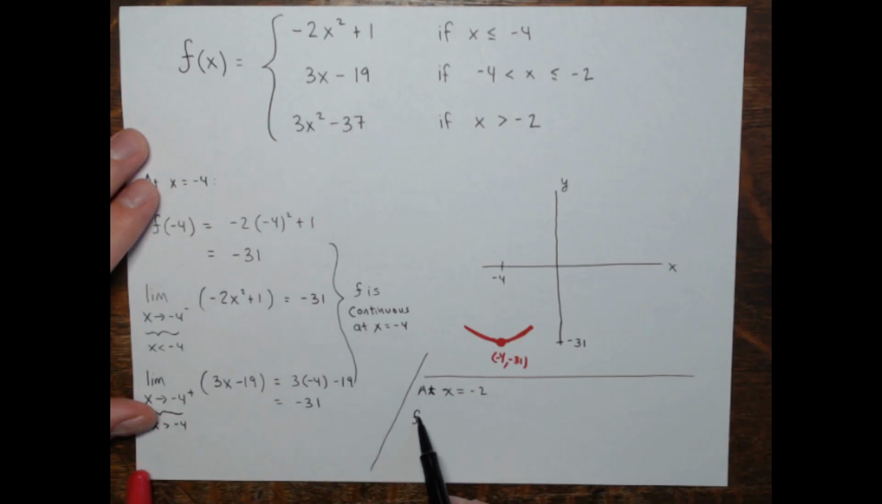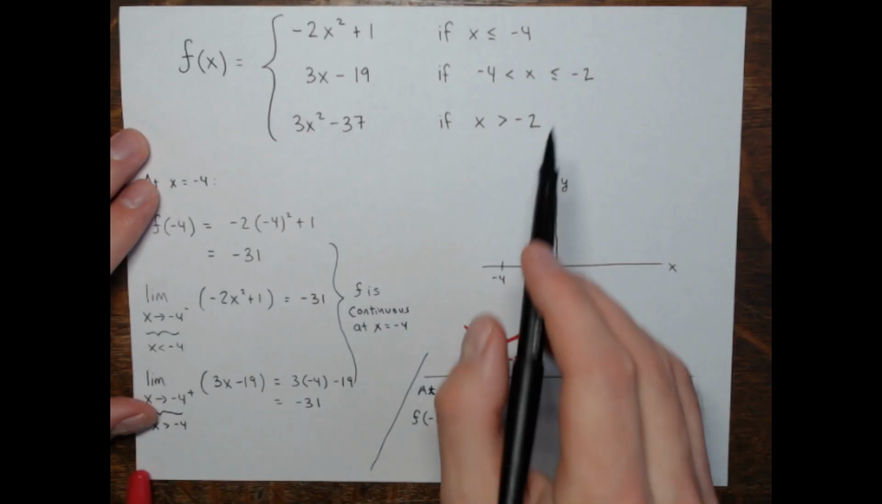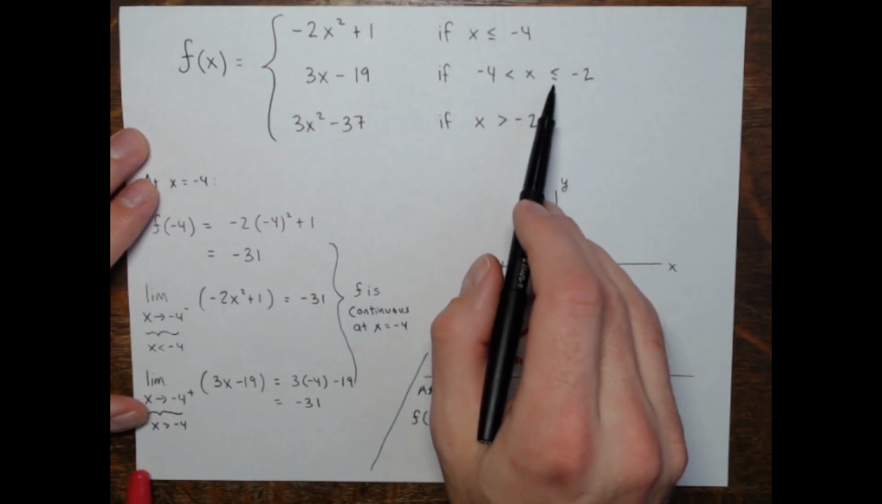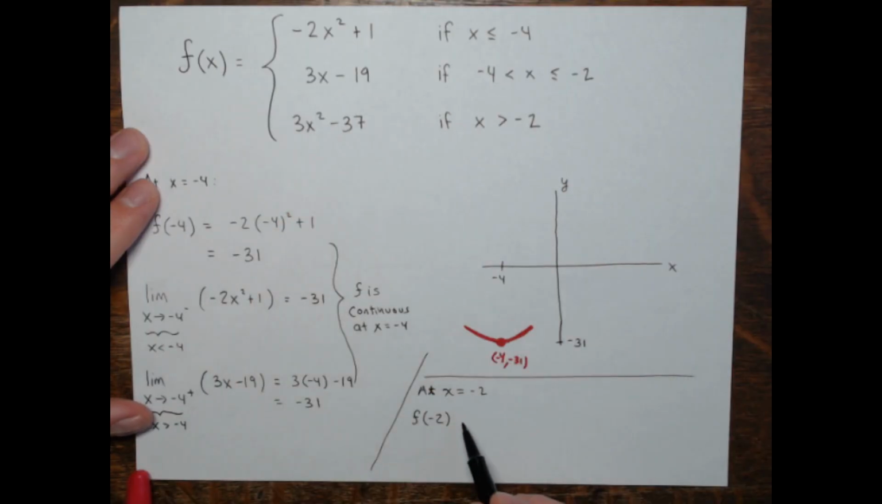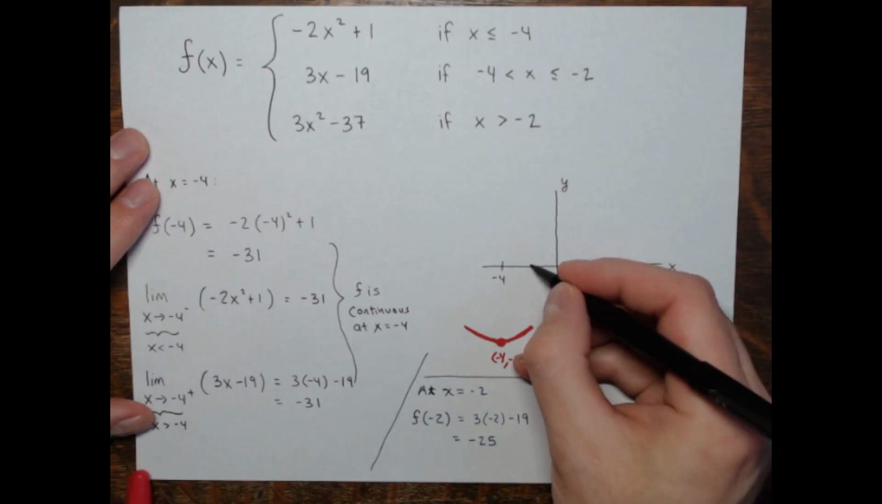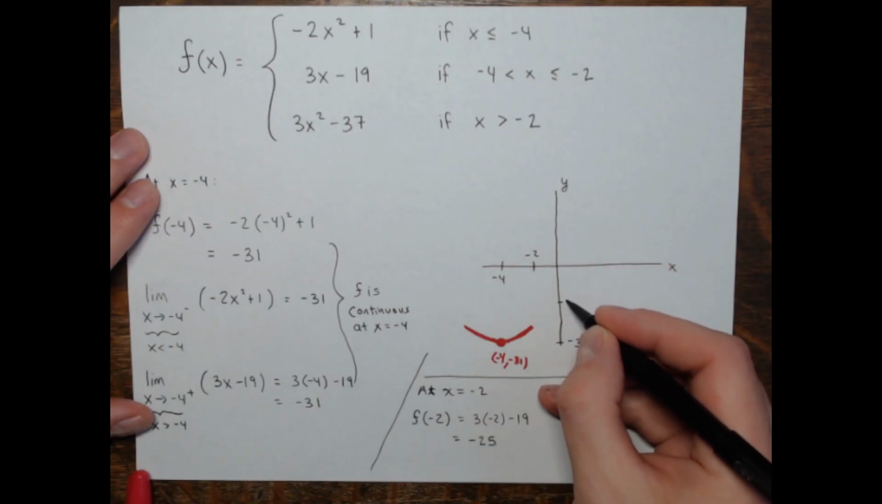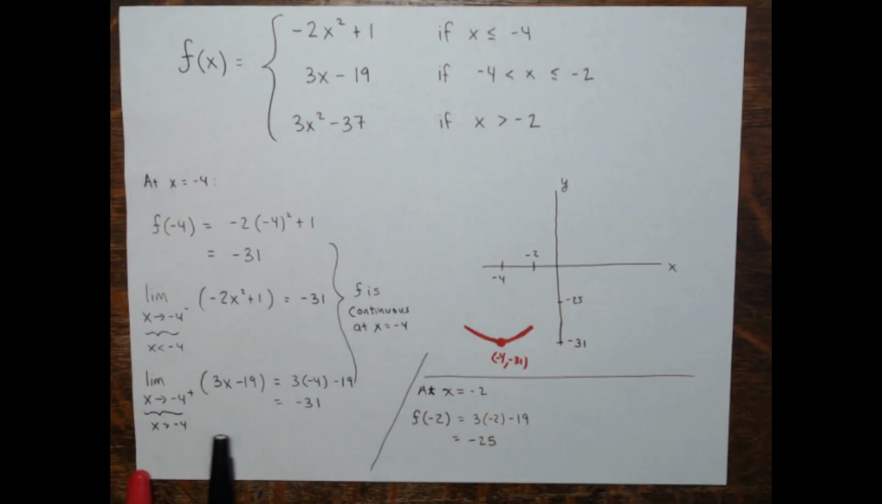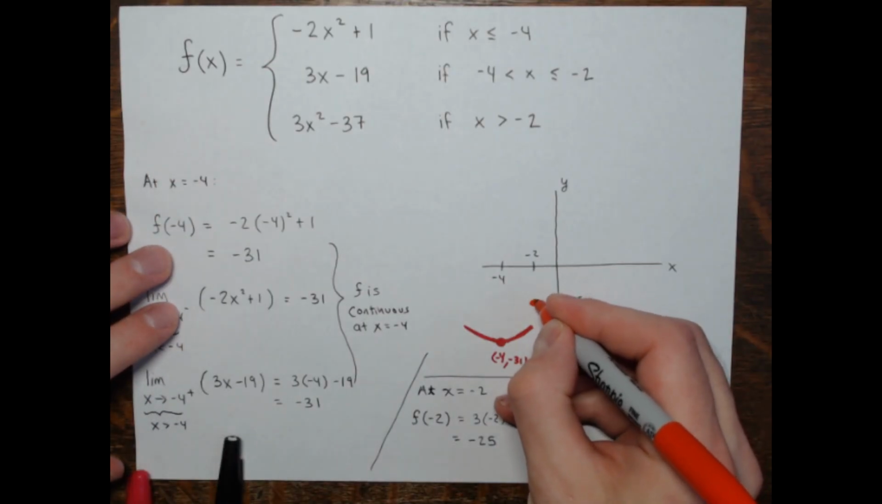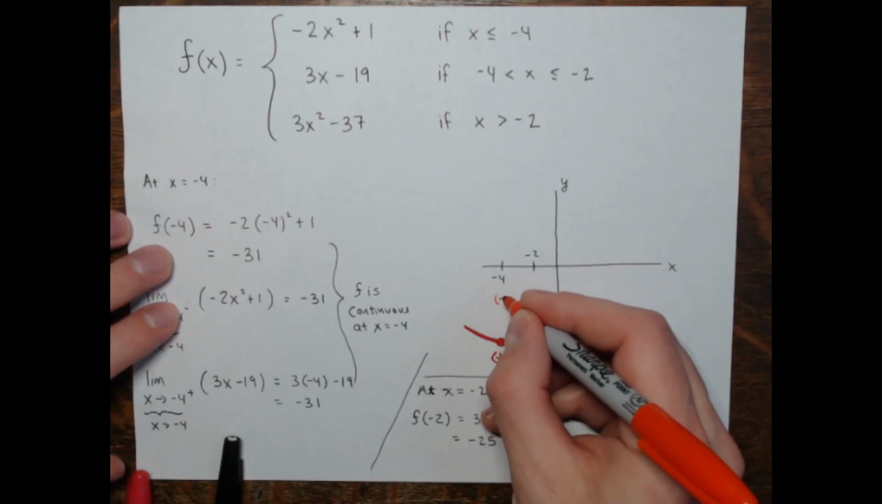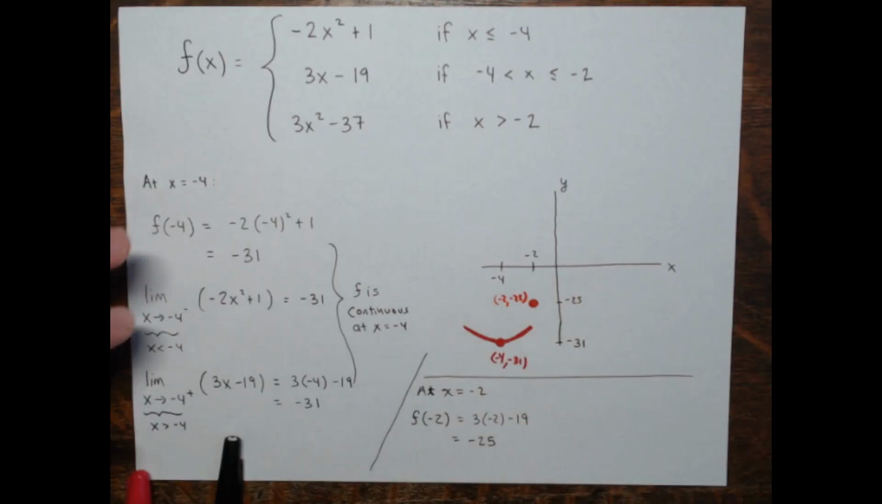So first, what's the value of f at -2? This is when x equals -2, so that'd be this piece here. x equals -2 is part of this, so I'm plugging into this, and that'd be 3 times -2, minus 19. So that's -6. Minus 19 would be -25. So at -2, -25 would be above -31. So this point is on the graph. There's -2, -25. That is a location on this graph.